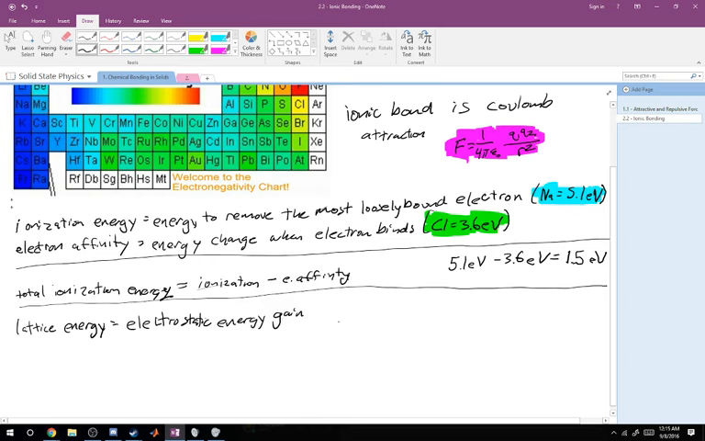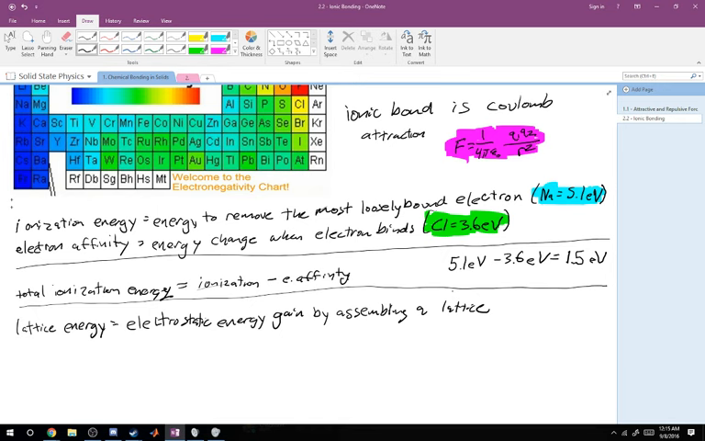Energy gain by assembling a lattice. And it actually doesn't really talk about what that is, which is kind of weird. But a lattice is basically a structure that is a crystalline structure of particles.